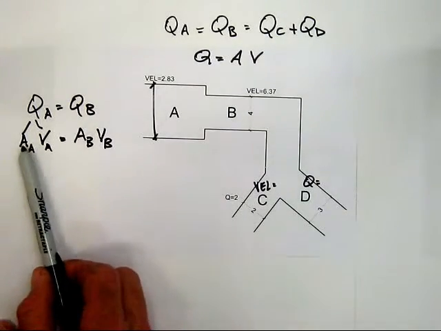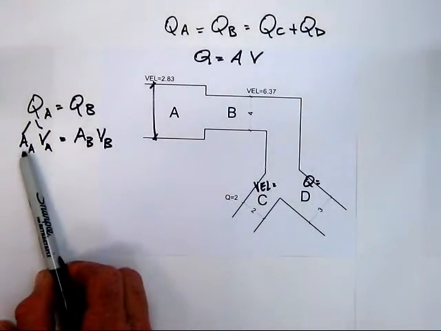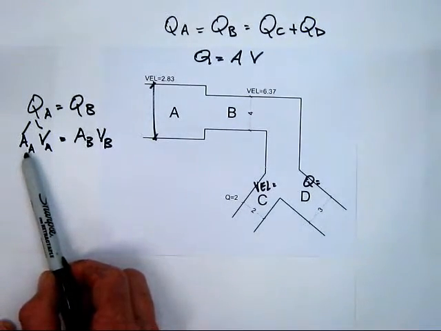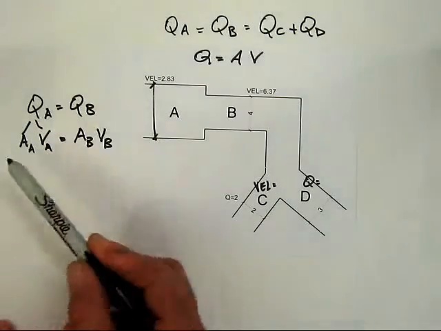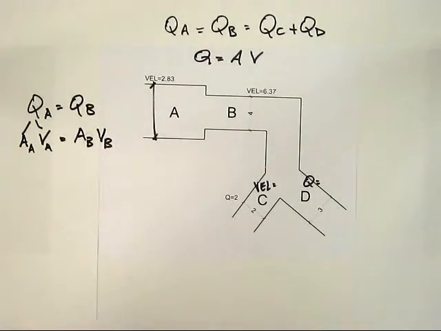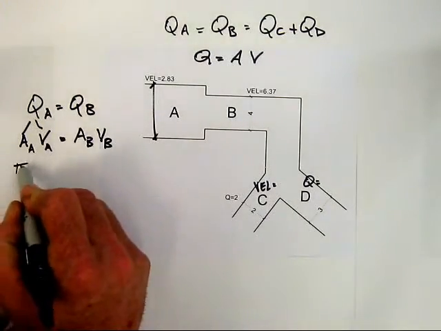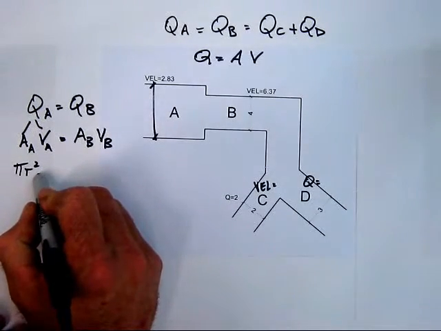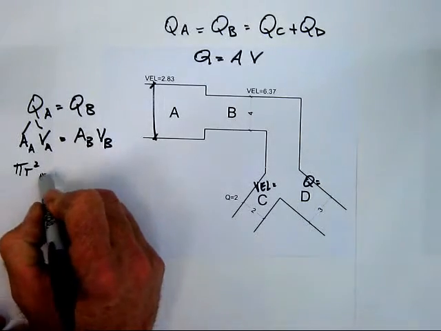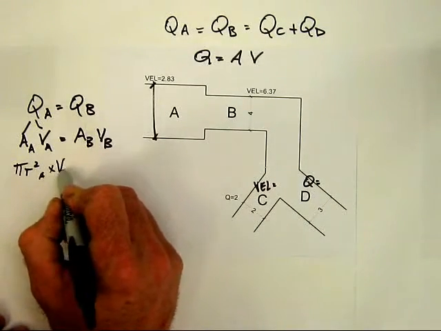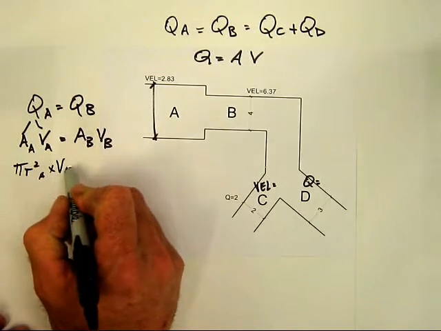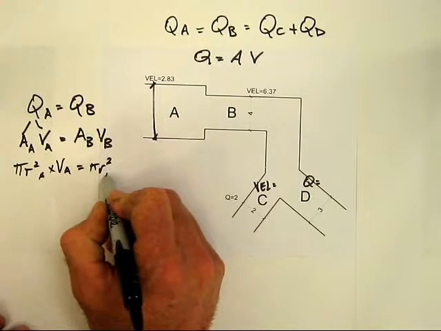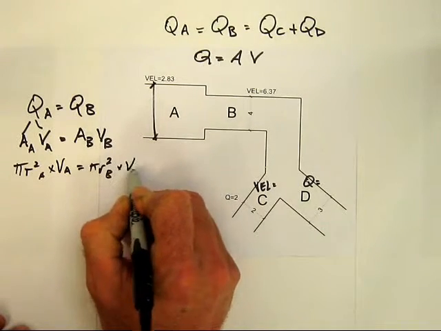Remember, we're looking for the diameter at A. We're asked to find the area at A, so we need to substitute again. The area at A is pi r squared, because it's a circular pipe. So that's pi r squared at A times the velocity at A equals the area at B, pi r squared B, times the velocity at B.